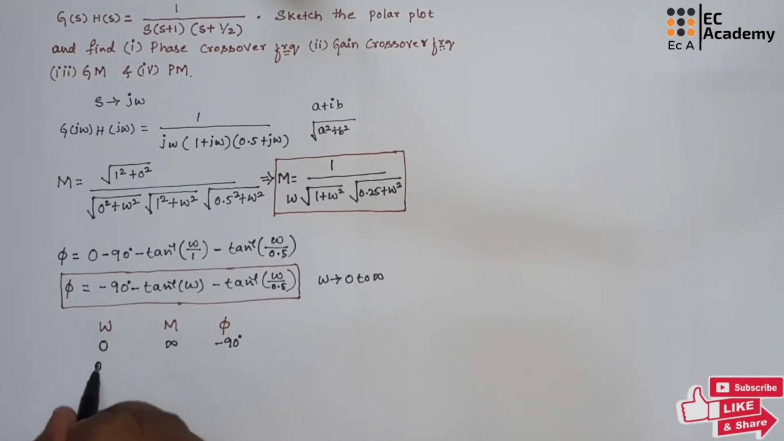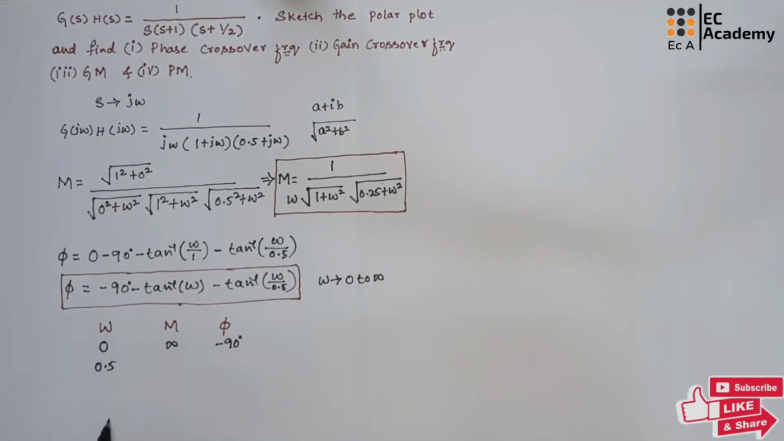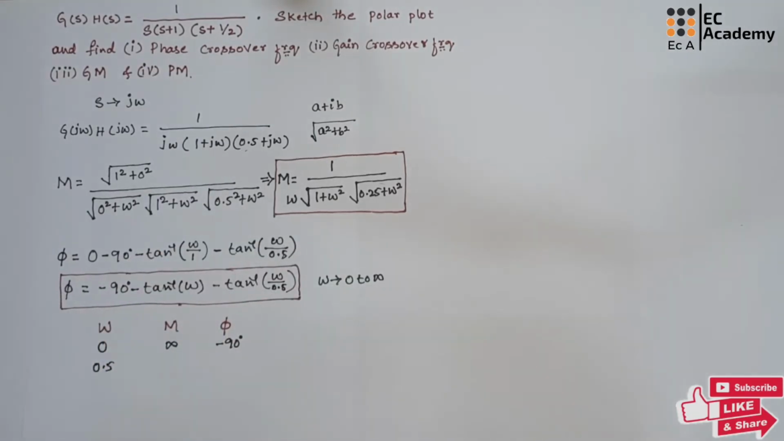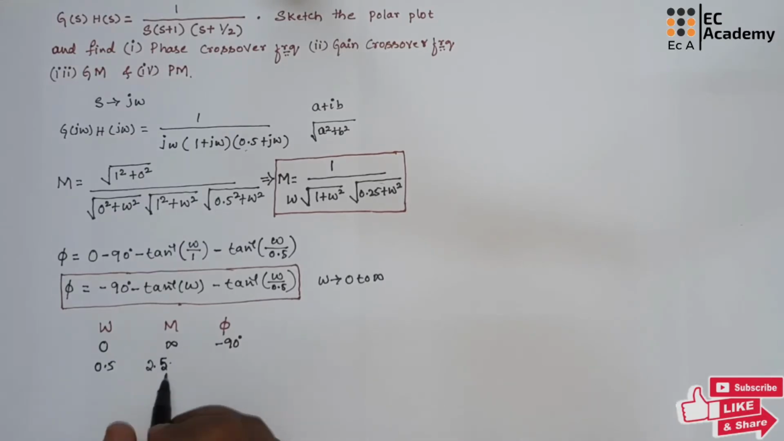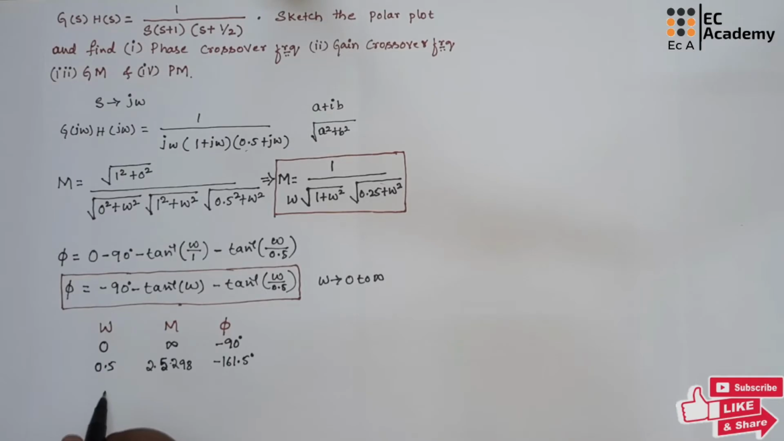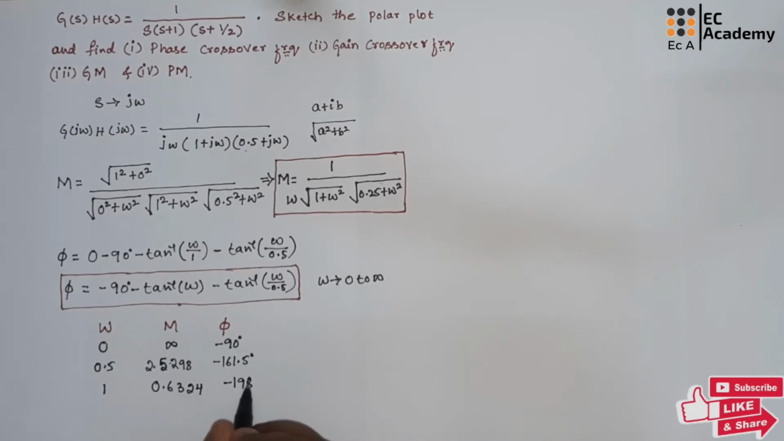Here we are varying omega from 0 to infinity, and in between we will take a few values so that we can plot the polar plot. We will take the corner frequencies themselves, 0.5 and 1, after that we will take one more value, then we can find the value at infinity. For omega equal to 0.5, we will get magnitude as 2.5298 and phase will be minus 161.5 degrees. If we take omega as 1, we will get magnitude as 0.6324 and phase will be minus 198.43 degrees.